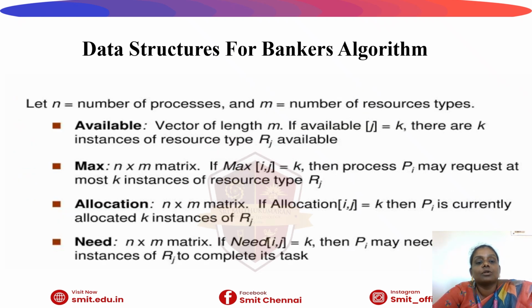Data structures for Banker's algorithm: the operating system maintains Available, Maximum, Allocation, and Need. Available means the free resources. Maximum is the most a process needs in order to operate. Allocation is nothing but the amount already given.